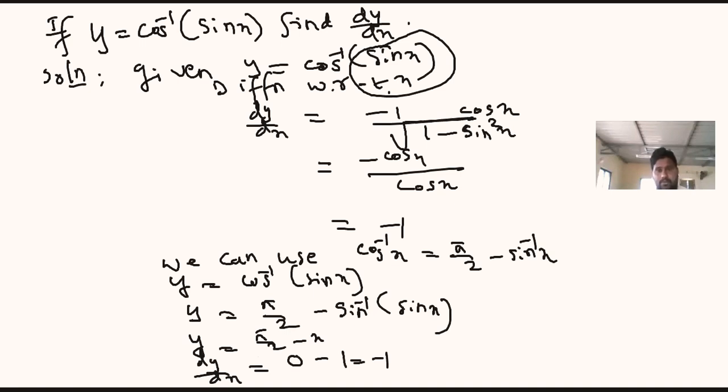Right. So in the first method we consider sin x as x. Then applying the derivative of cos inverse x, that is minus 1 divided by square root of 1 minus x square, which is sin square x, and multiply by the derivative of sin x, that is cos x. So the numerator becomes minus cos x, and 1 minus sin square x is cos square x, under root of cos square x is cos x. It cancels, we get minus 1. Or we can use this method also to find the derivative of cos inverse of sin x.